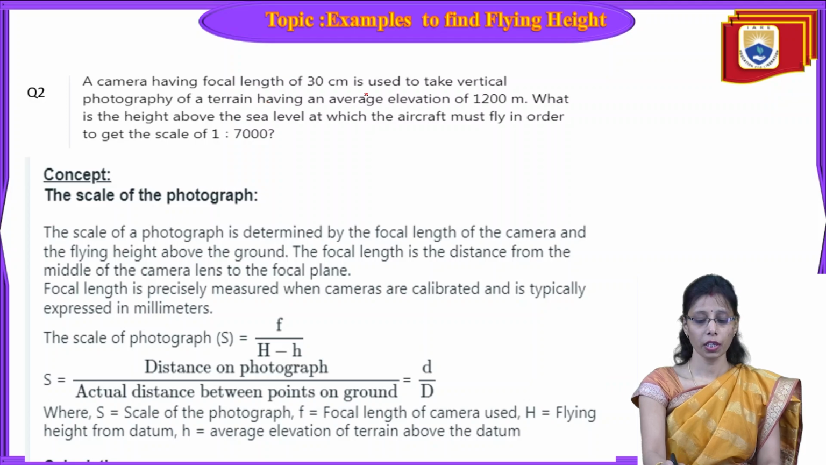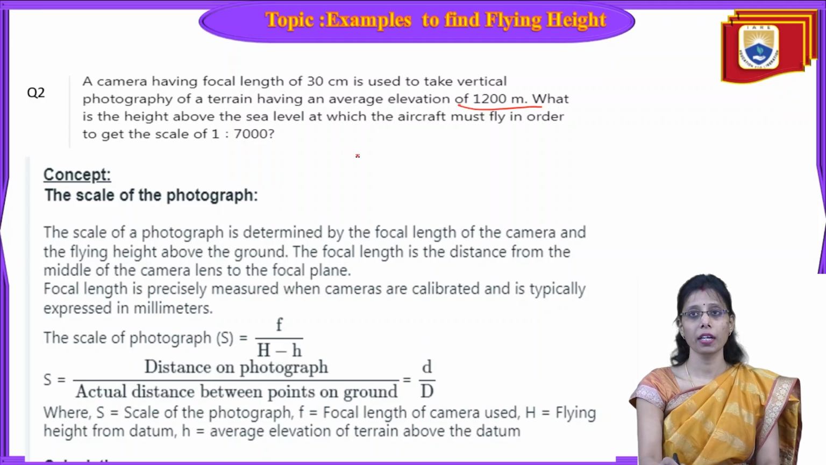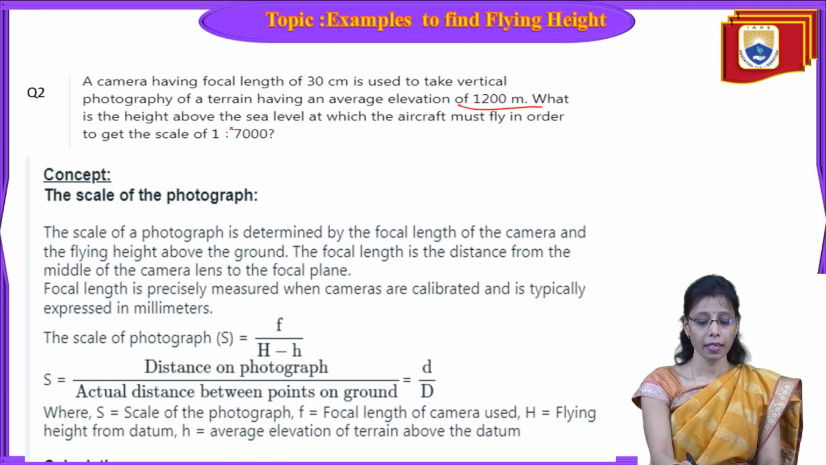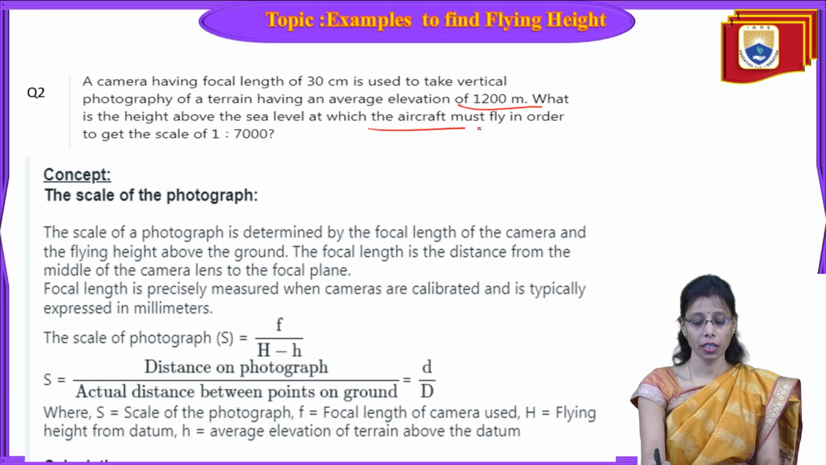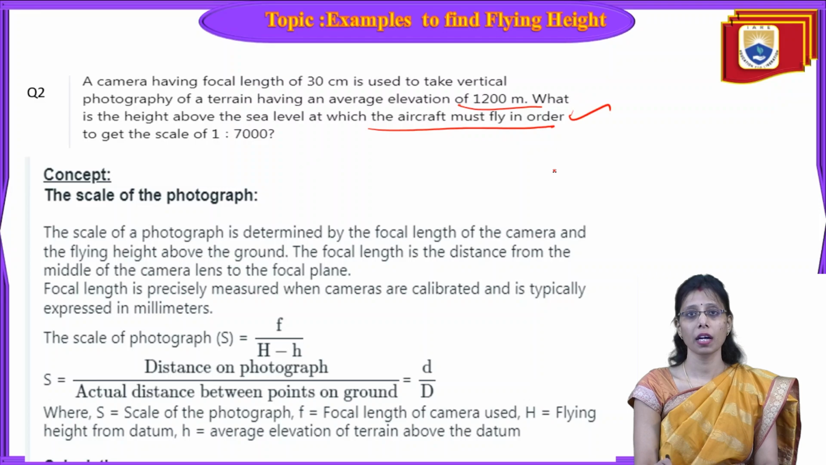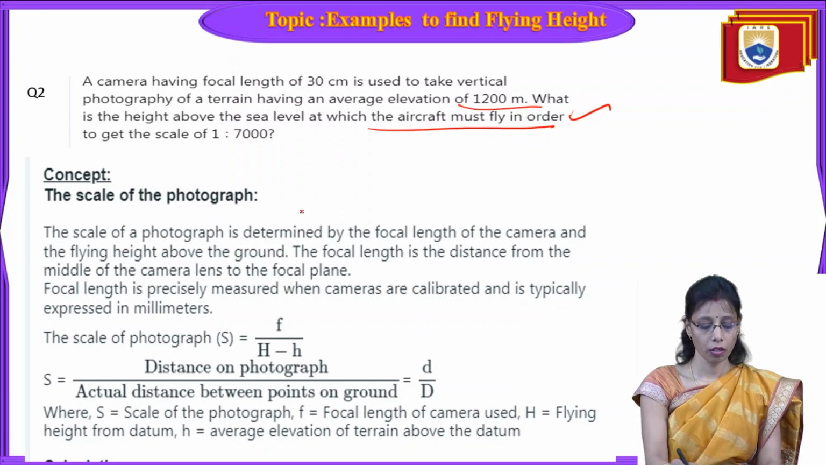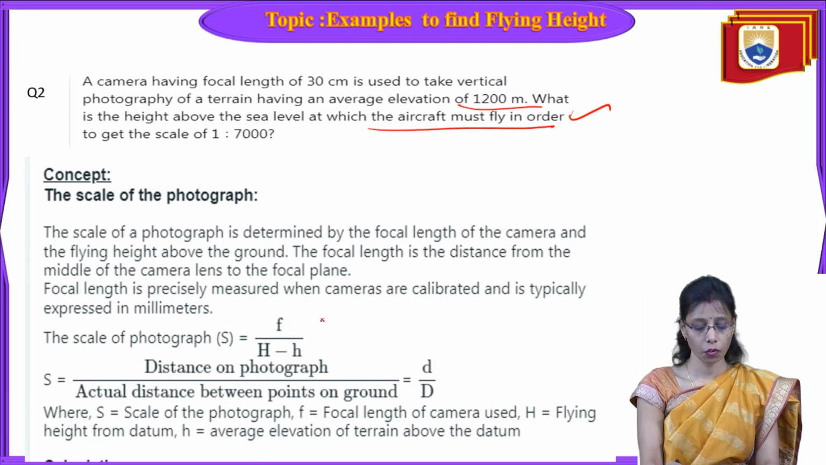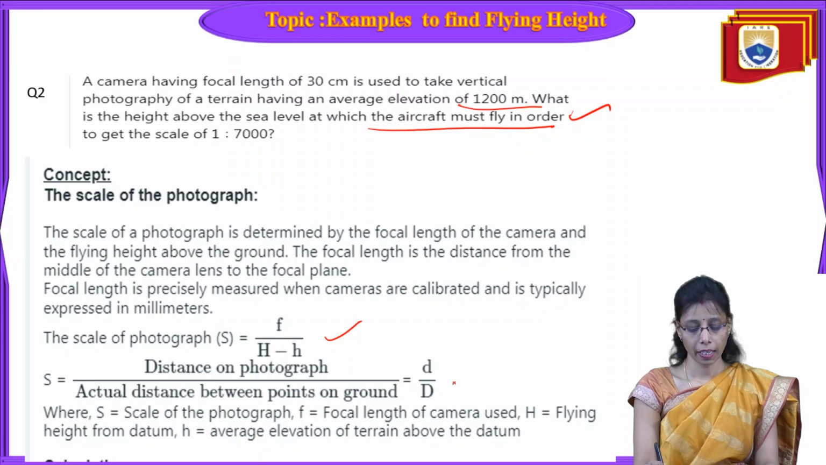A camera having a focal length of 30 centimeters is used to take vertical photography of terrain having an average elevation of 1200 meters. What is the height above sea level at which the aircraft must fly? So here also we have to find the height of the plane. We have two ways here. One is f by H minus h. The other way is d by D, which is distance on the photograph by distance on the ground.